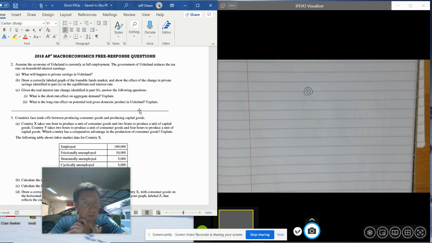All right. Do I need to draw anything out here? Not yet. What's going to happen to private savings? Ooh, okay. So if the government reduces the tax rate on interest earnings, we're going to have more money. We're going to assume we're going to spend more money, and we're also going to save more money. So what's going to happen to private savings? Well, we're going to increase it.